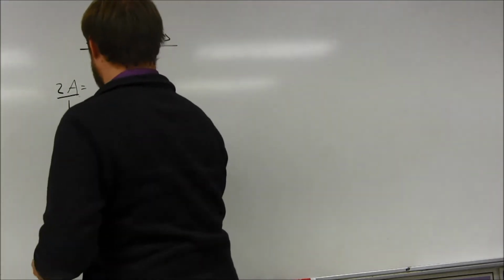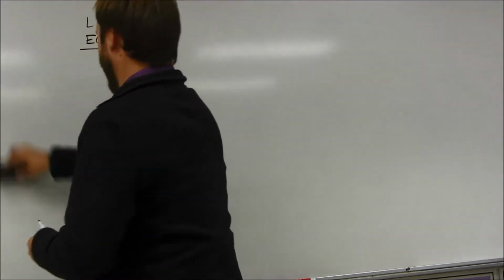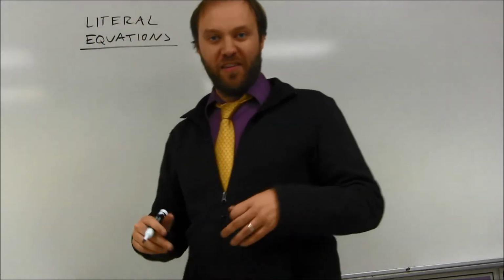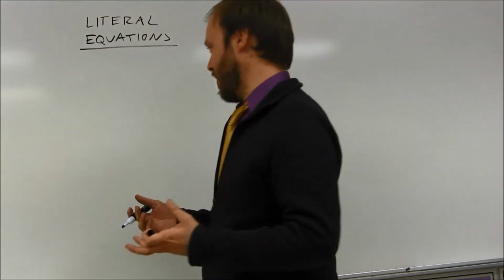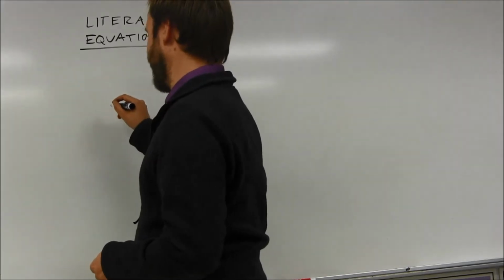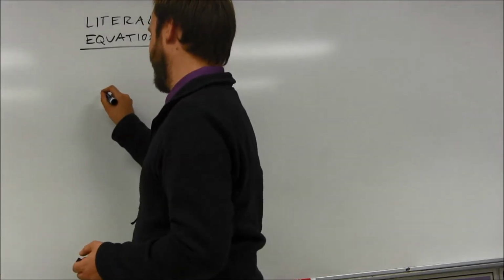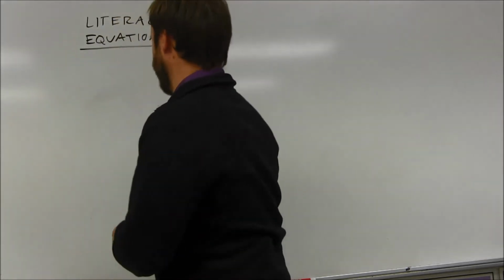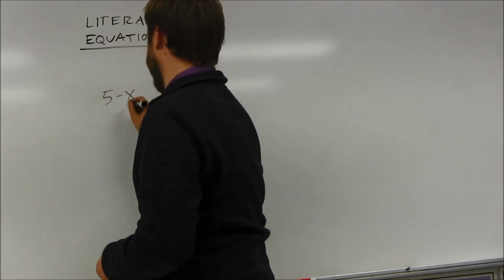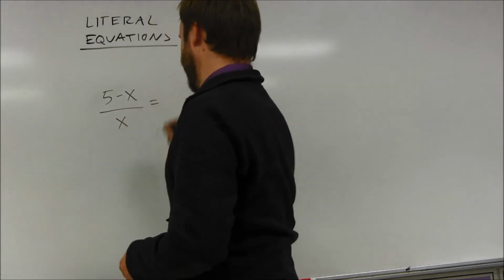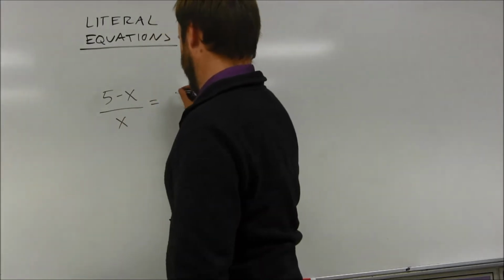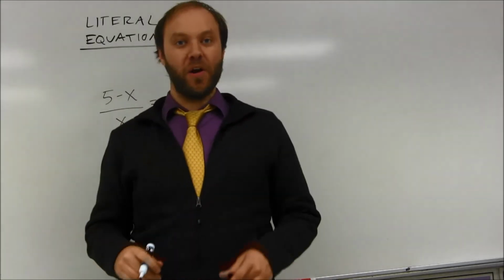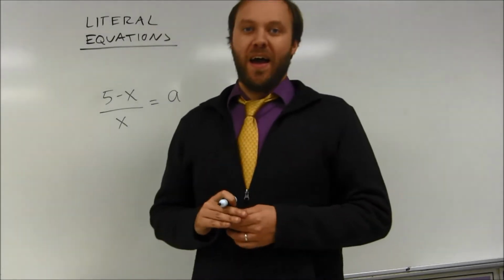Now, there are some special cases. For example, what happens if you're trying to solve for a variable in which you have multiple of that variable showing up in the equation? So for example, let's say that I had something like 5 minus x, all over x, is equal to a. And I wanted to solve for the x variable.